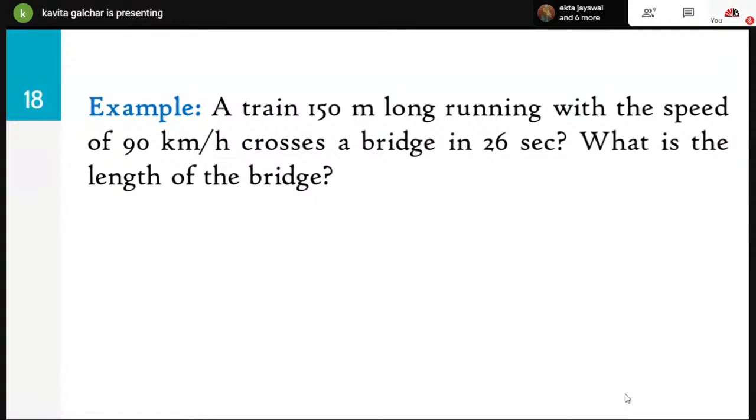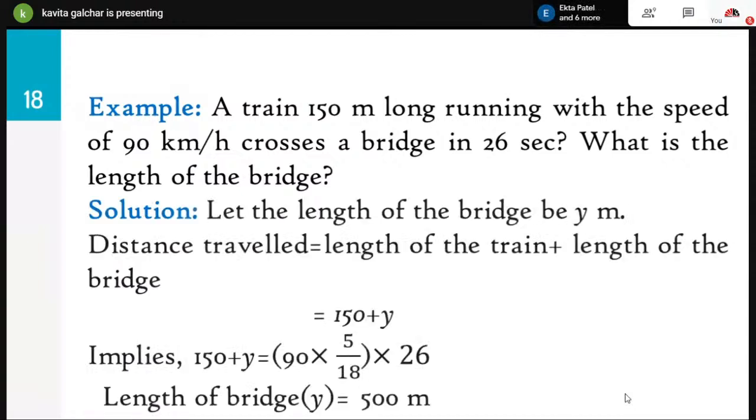Now see the example. A train 150 meter long running with a speed of 90 kilometer per hour crosses a bridge in 26 seconds. What is the length of the bridge? I have to find the length of the bridge. What is given? The speed of the train is given. Let's suppose the length of the bridge is y meter. Distance traveled will be length of the train plus length of the bridge. Here, distance would be 150 plus y.